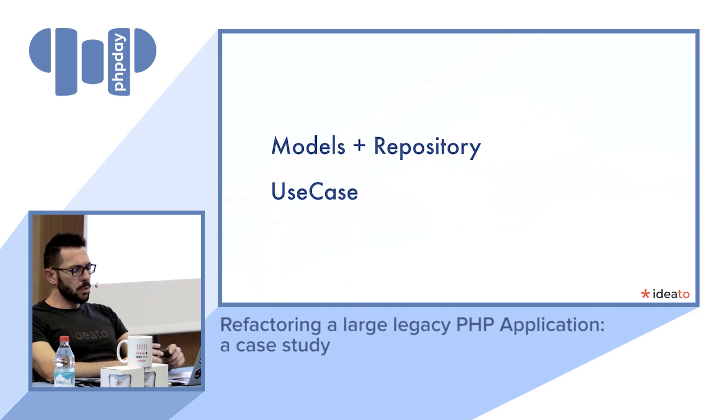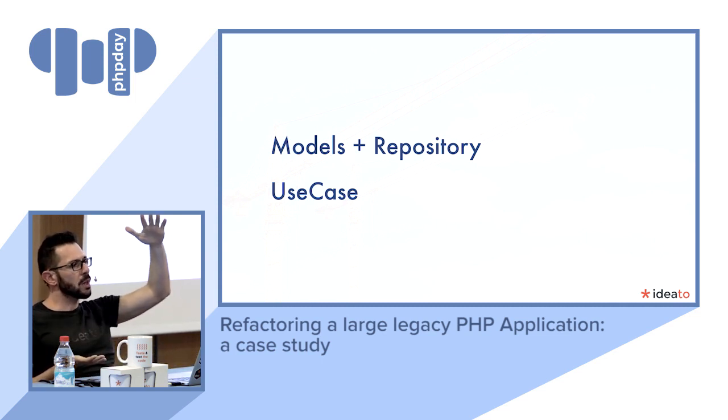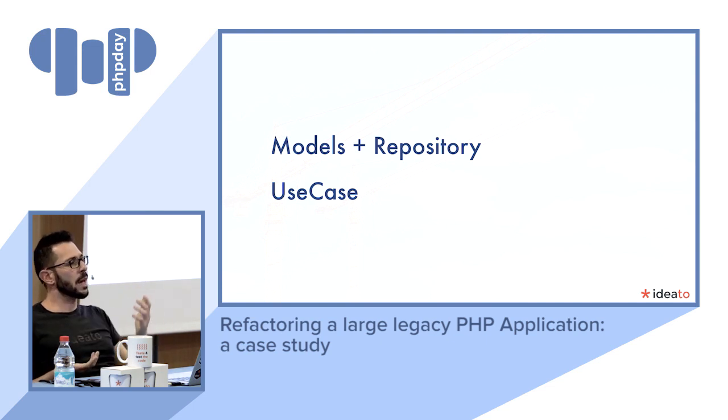The other pattern we decided to implement was the use case pattern, which again is not complicated. Basically, the idea is, as I showed you, the controllers were really big. We did have methods with 1,000 lines, and we wanted to slim them.